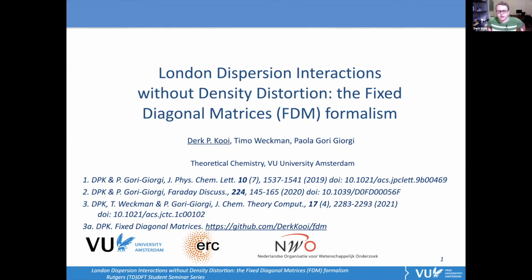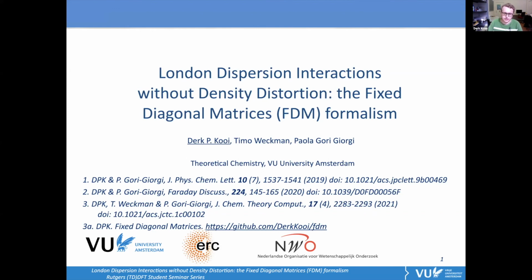So today we'll be talking about our work on building new dispersion functionals for density functional theory. We do this in a way where we try to introduce dispersion without distorting the electron density. The formalism has been named the fixed diagonal matrices, or FDM, formalism. I did this work together with Timo Beckman and my supervisor, Paola Gori-Giorgi, here at the VU in Amsterdam.